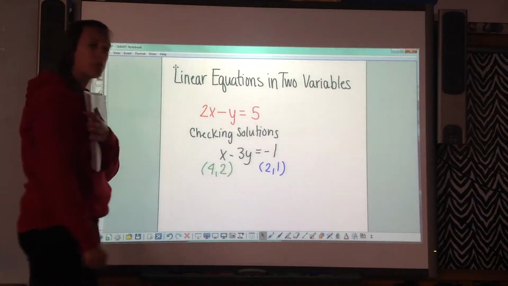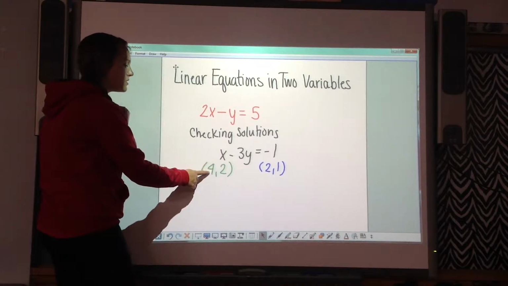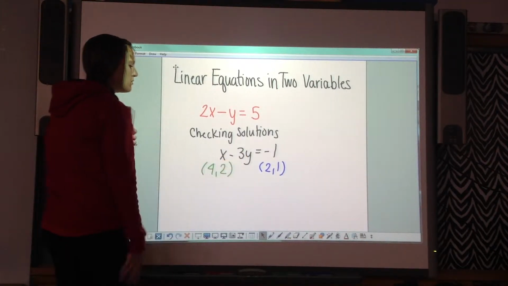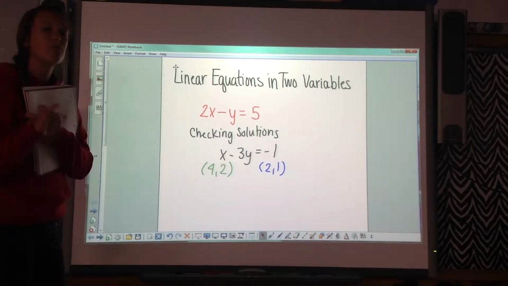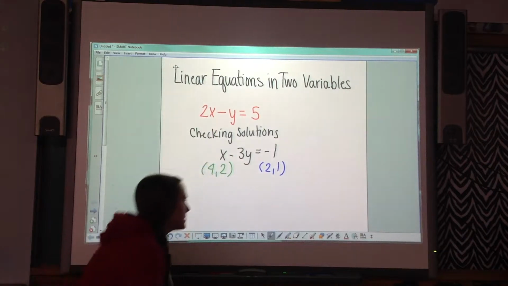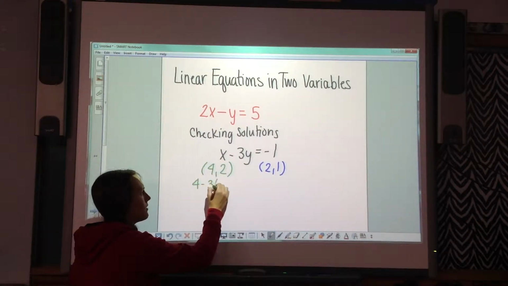To do that, you're going to plug it into the equation. And you see that this is an ordered pair. This is your x and this is your y. So I'm going to plug in 4 for x and 2 for y and solve to see if both sides of the equation are true. So I'm going to substitute this in here. My x value is 4. My y value is 2.